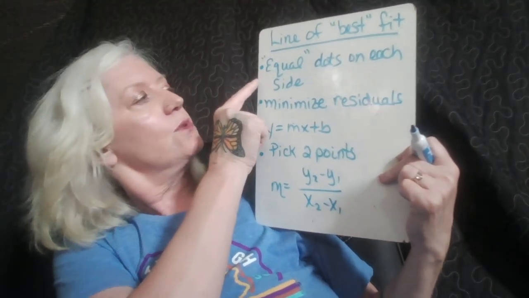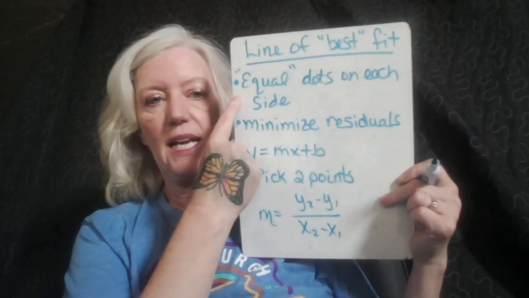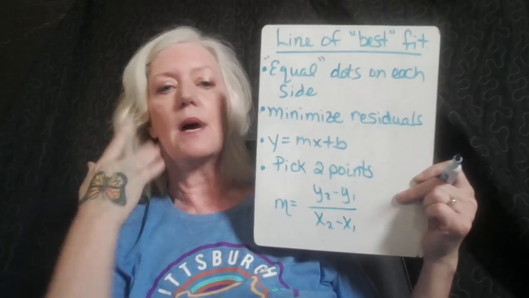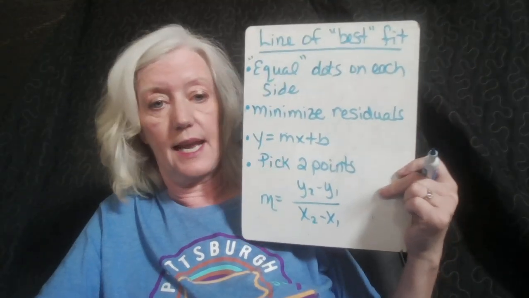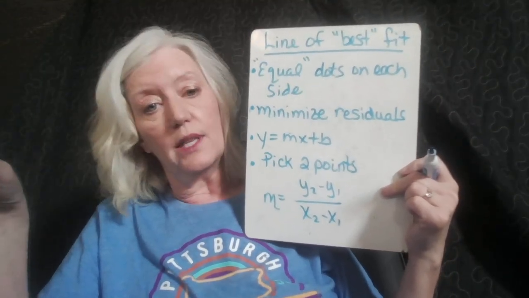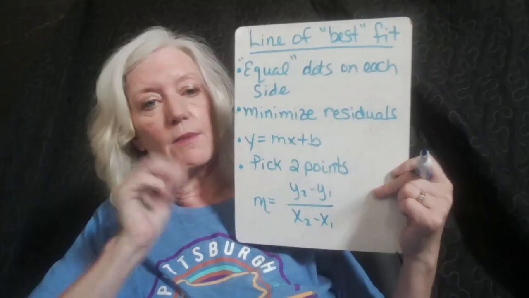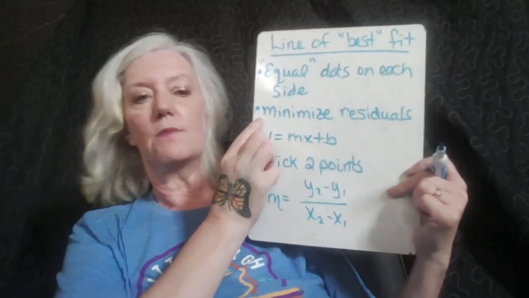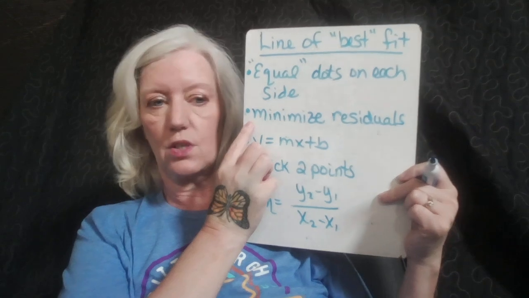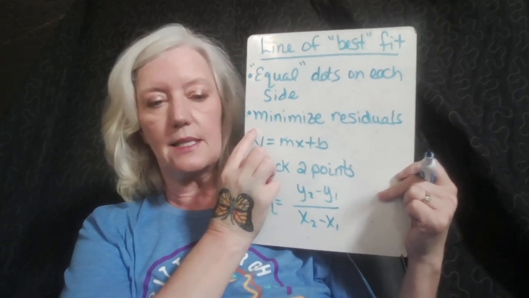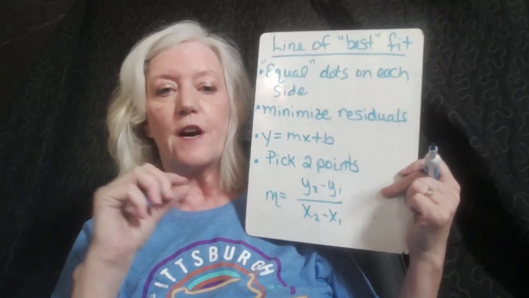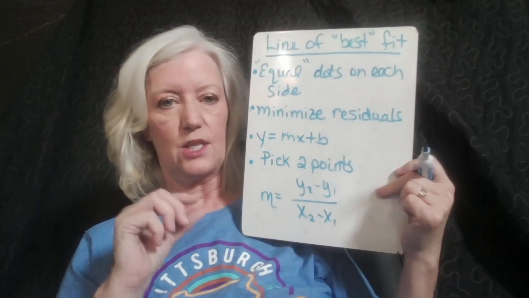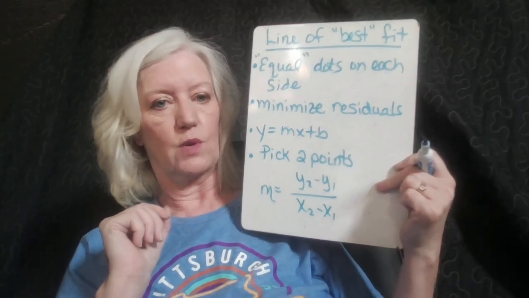But what we need to do is try to draw the line so that we've got equal dots on each side of the line. And I say equal because it might not be possible to split the dots in half. You may end up with 2 on the left and 1 on the right or whatever, but you want to try to get them as equal as possible. You also want to minimize what are called residuals. Now, residuals are going to be the dots that are off the line. How far away from the line are they? We want them to be as close to the line as possible, reducing all of those residuals. I'll show you what I mean.